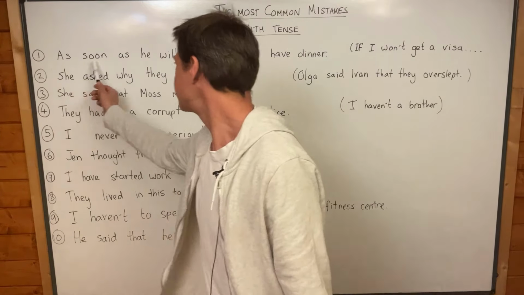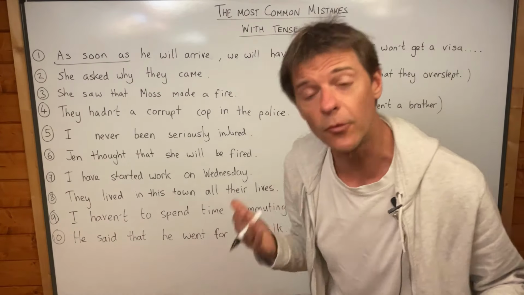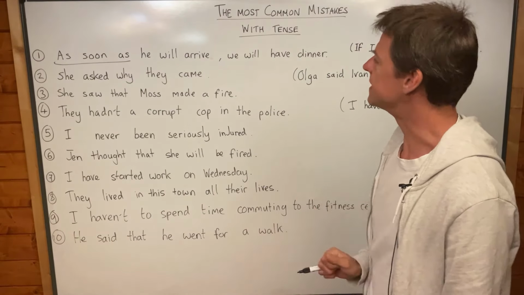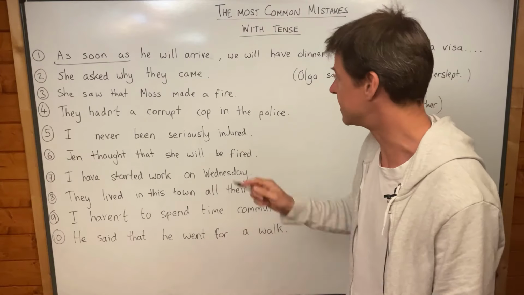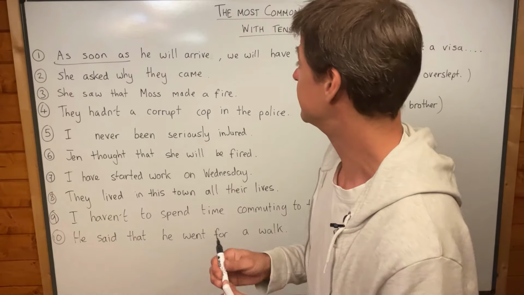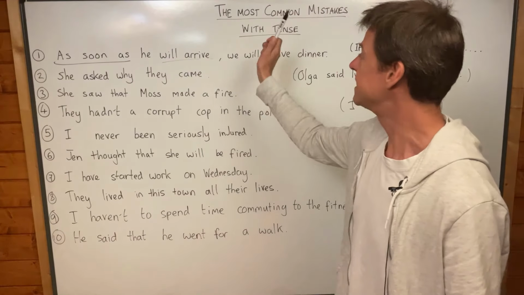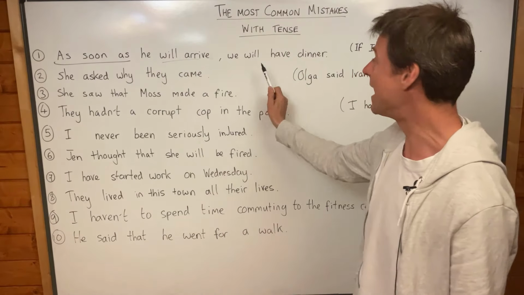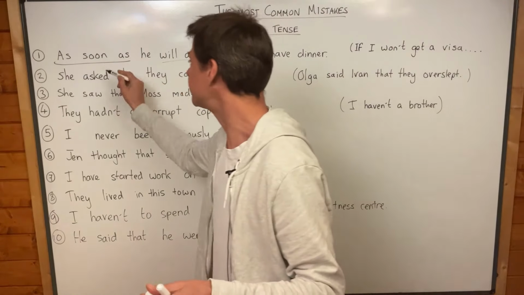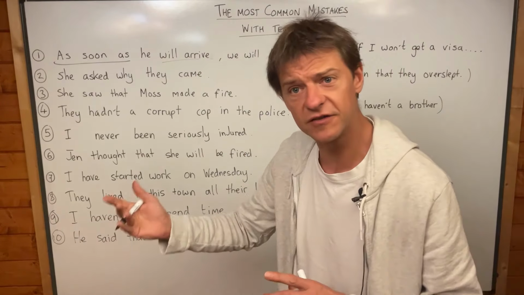Okay, number one, as soon as, and that's the important part in this. As soon as, it's called a subordinating conjunction. So, "As soon as he will arrive, we will have dinner." This is not correct, not in English. In other languages, I get the impression that this is precisely what you do. You use the subordinating conjunction with future tense in both the subordinate clause and the main clause. We don't do that in English. We really don't. Not with as soon as, and not with any other subordinating conjunction that refers to the future.